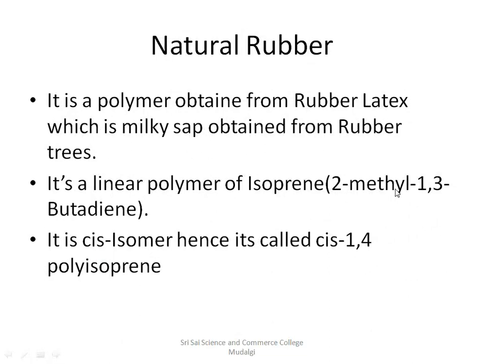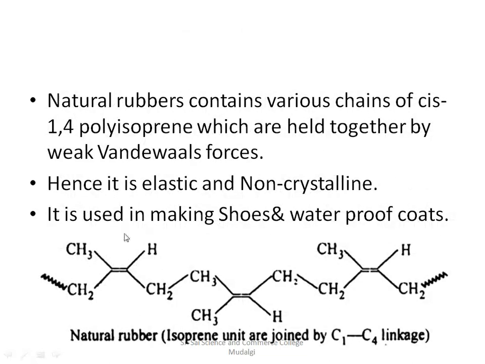2-methyl 1,3 butadiene. Here you see, there is presence of a methyl group at the second carbon. 1 comma 3, so the first carbon and third carbon are joined by a double bond. So in 1,3 butadiene there is presence of 1, 2, 3 and 4 carbons. So hence they are joined together here.